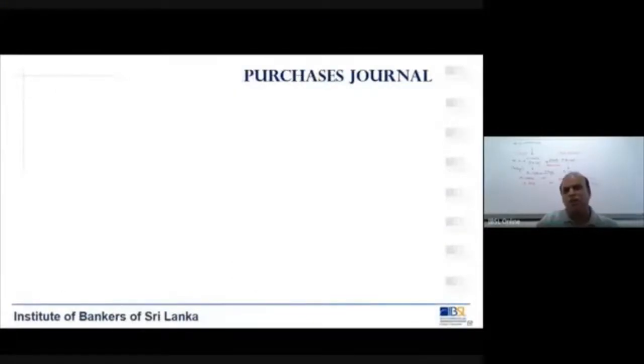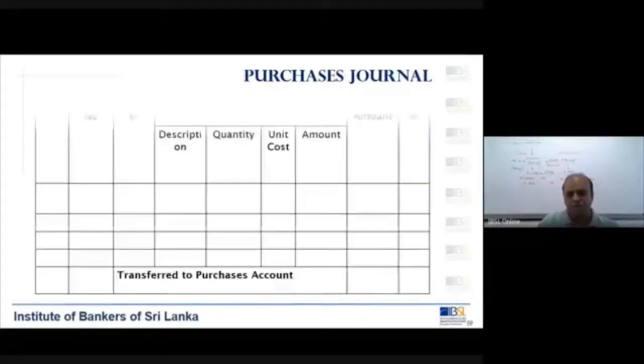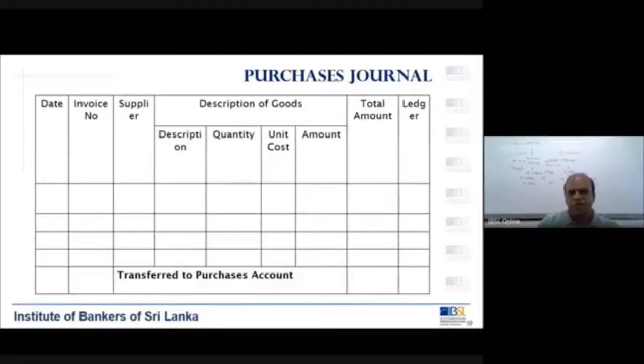Now, similar to the credit sale, the reverse of that will be the purchases journal. Like the sales journal, now you will have a purchases journal. Now this is where you will do credit purchases. So I'm not going to write it again because it is the right opposite of the sales, credit sales. Now you are doing a credit purchase.